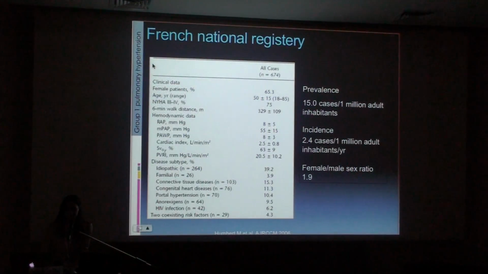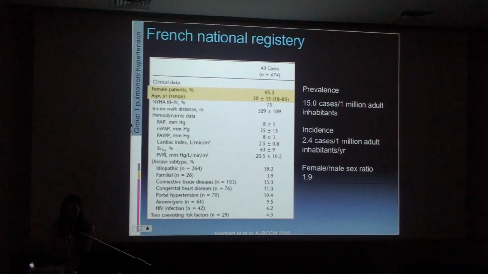So here you have the French National Registry of 674 patients. You can see it's a woman-prone disease. We talk about group 1 pulmonary hypertension. The age is about 50 years old. The idiopathic form is the most common, about 40%, and the HIV infection is about 6%.